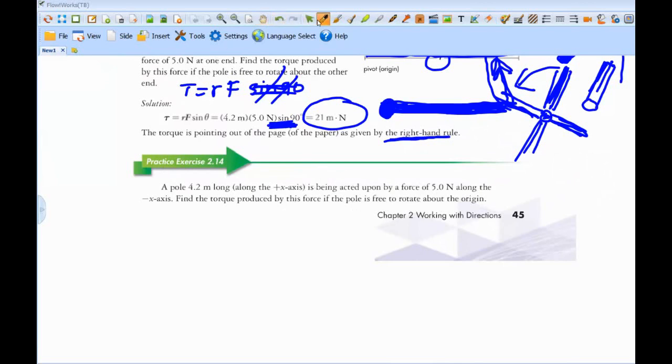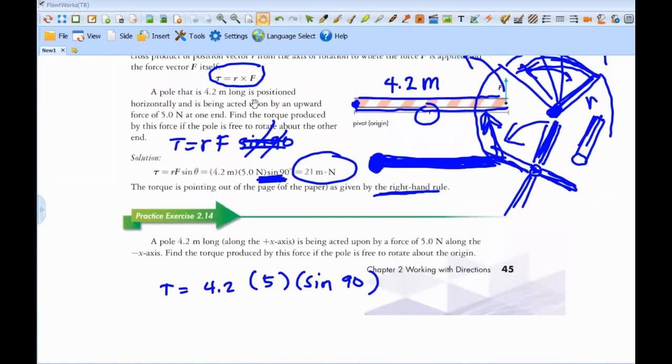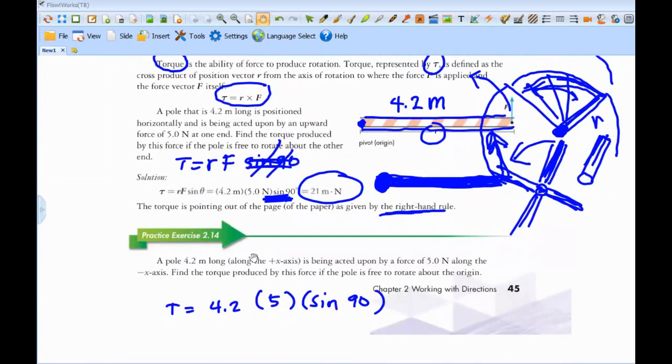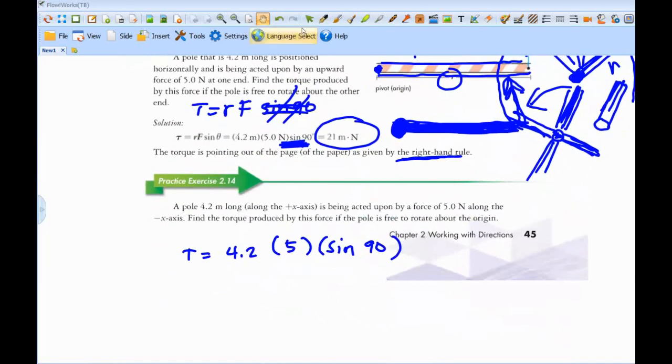So just multiply: torque equals 4.2 times 5 times sine 90. Is it the same as the one on top? Same, sir. Yes, it's 21. Sir, is 90 constant? Yeah, it's constant. Anyway, it's sine, so sine 90 is 1.